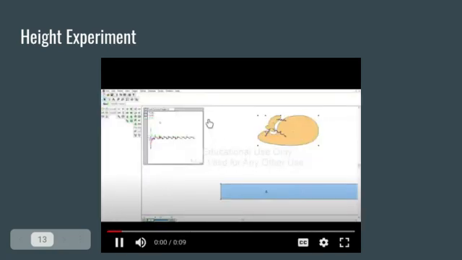The third experiment was the height experiment. Here is a video of the height Model 1 experiment at 5 meters.